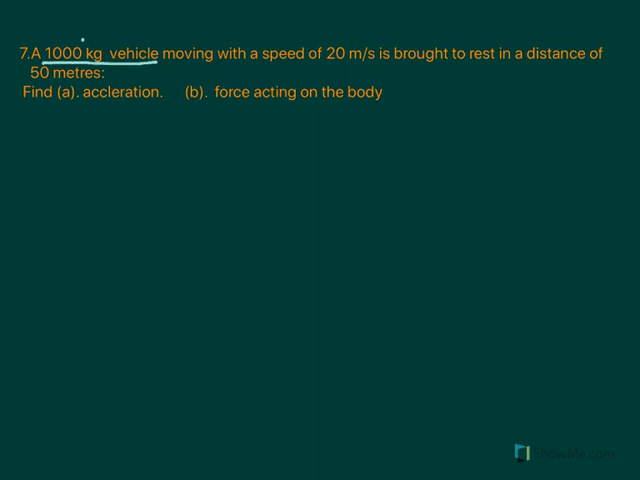A 1000 kg vehicle, so this is mass, is moving with a speed of 20 meter per second. So this is initial velocity, is brought to rest. So V equal to 0, in a distance of 50 meters, so this is the distance S. We need to find acceleration and the force acting on the body. So let's write our information.